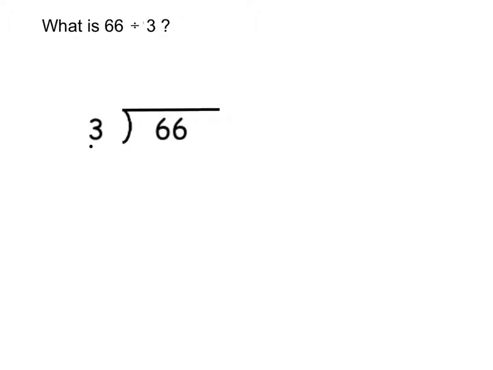How many 3's go into the first 6? Well, that goes in 2 times. So we write the 2 at the top. And then we do 3. How many 3's go into the next 6? Which is again 2. And we stop there. So 66 divided by 3 is 22.